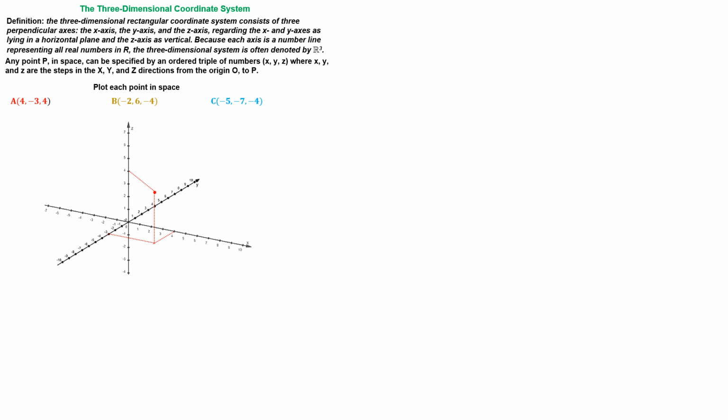To locate the point (-2, 6, -4), we start at the origin and move 2 units in the negative x direction, then 6 units in the positive y direction, and then 4 units in the negative z direction. To locate the point (-5, -7, -4), we start at the origin and move 5 units in the negative x direction, then 7 units in the negative y direction, and then 4 units in the negative z direction.